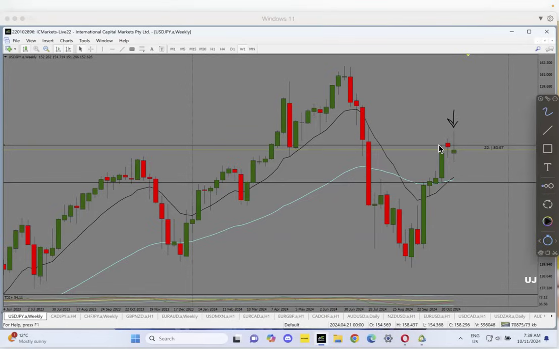It took out the high of both candles. Okay. It took out the high of both candles. And what did it do next? It sold the way I expected.